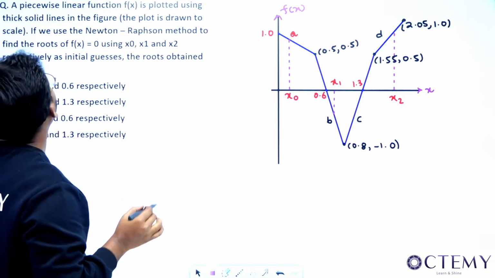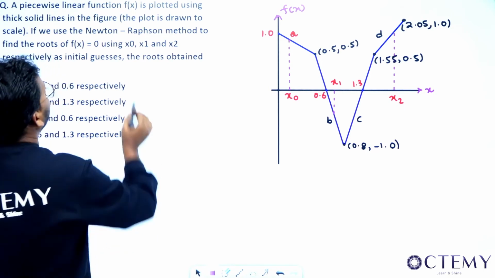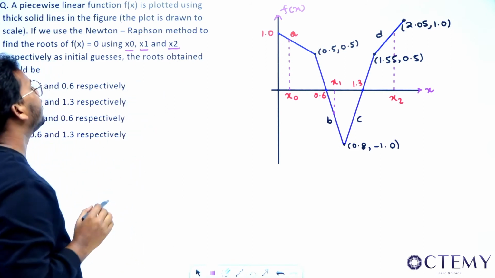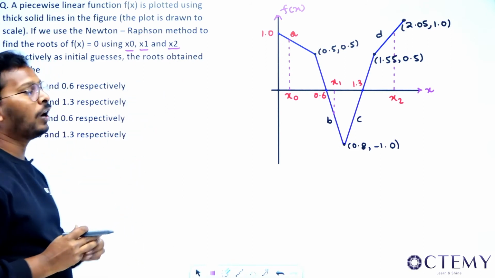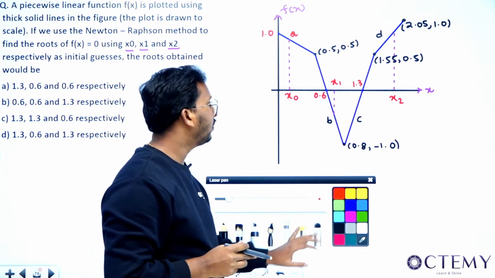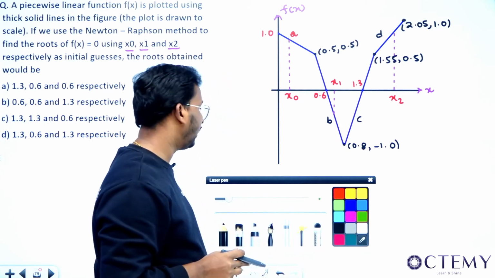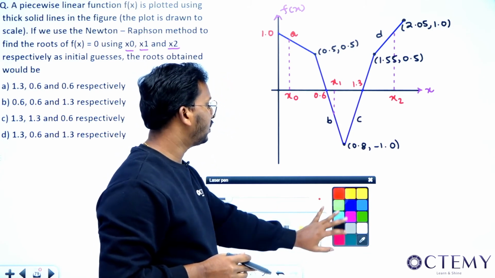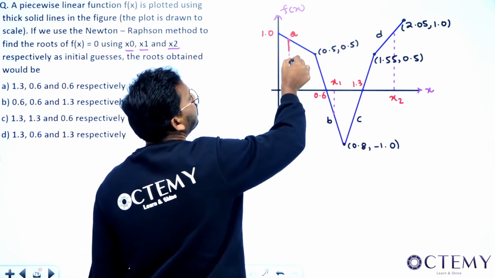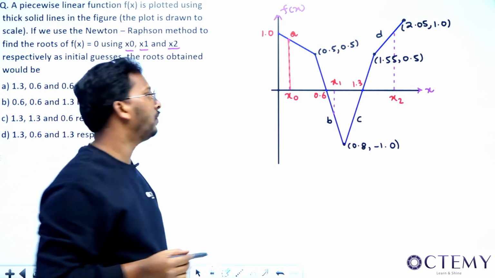If we use the NR method to find the roots of f of x equal to 0 using x0, x1, x2 respectively as initial guesses, then what would the roots obtained be? So understand carefully here. We will have to apply a concept which we have understood by studying the tangent method. See, what is that concept? The concept is, if you take x0 as initial guess, what do we do?